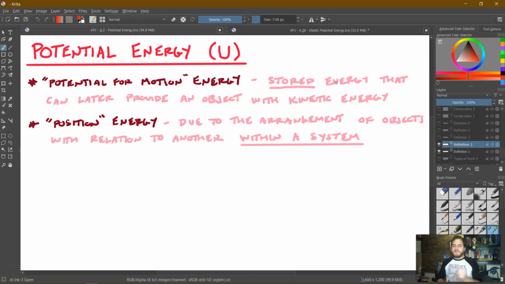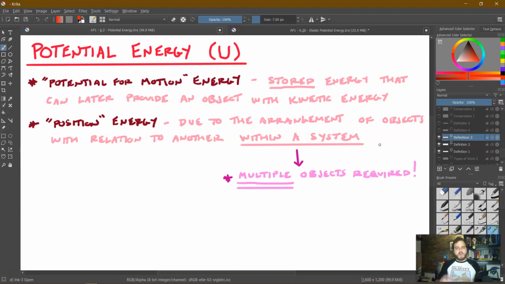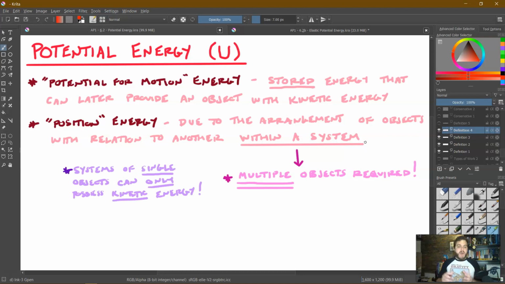But notice we're using the word system here a lot, and that's because for potential energy, we actually require multiple objects. You need at least two objects in your system in order to have potential energy. And so that tells us that if we have only an object by itself, or a system consisting of only a single object, it cannot possess potential energy. It can only possess kinetic energy. And that's something important that we want to remember.